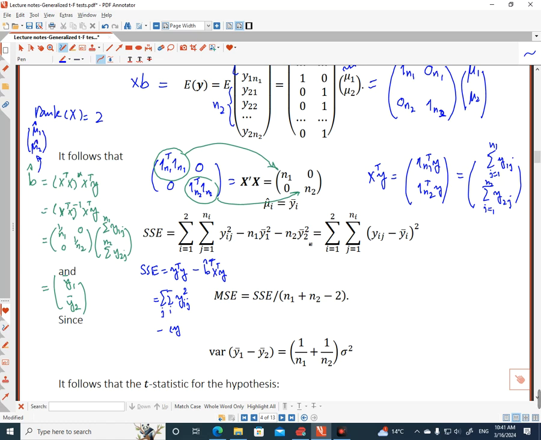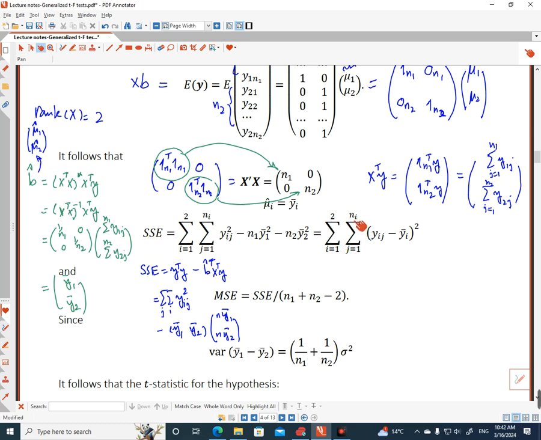We computed the b hat as y bar 1, y bar 2. So the transpose is y bar 1, y bar 2. And then the X prime y, which we already computed as n y bar 1, n y bar 2. If you do this, you can then write it as this formula that I have in my notes. If you do this multiplication here, you can easily write it in one formula. So this is the SSE, the formula for the SSE. If you have the observations, the mean of the first sample and the mean of the second sample, you can easily compute the SSE.